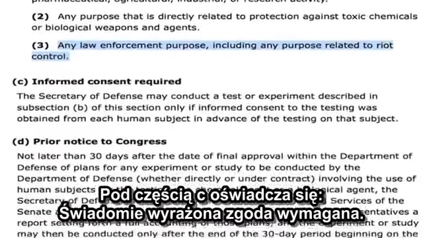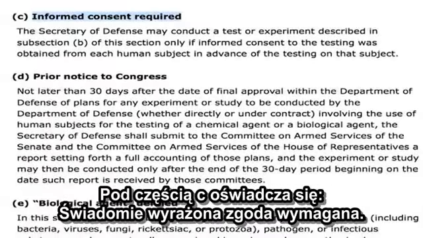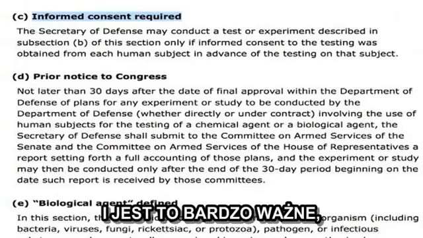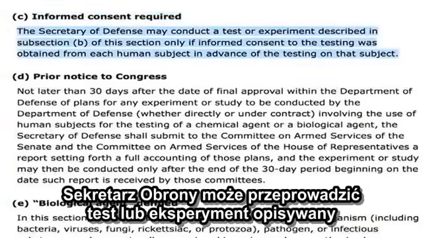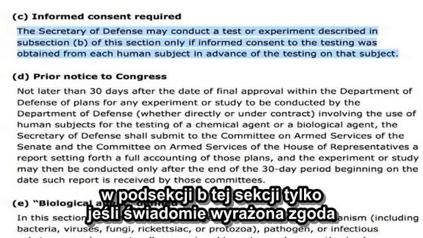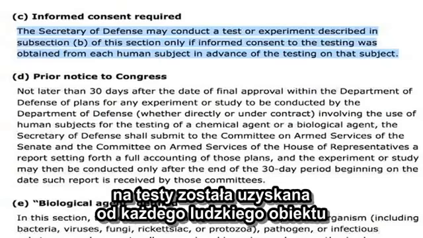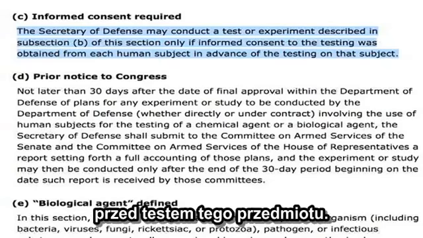Under Part C, it states, informed consent required, and this is very important. The Secretary of Defense may conduct a test or experiment described in subsection B of this section only if informed consent to the testing was obtained from each human subject in advance of the testing on that subject.